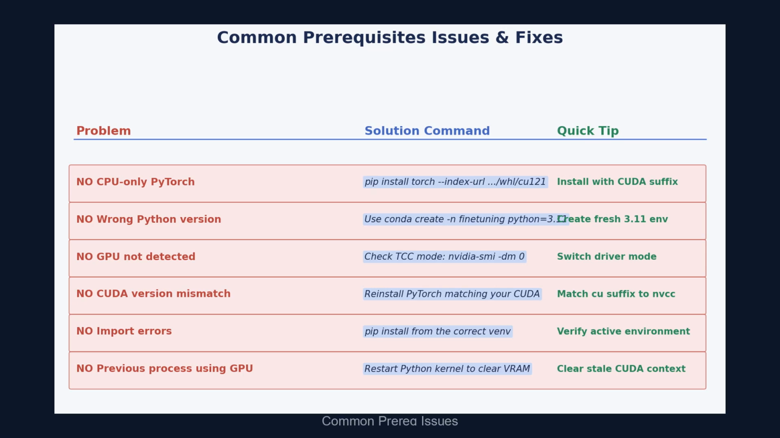This table is a quick reference guide for the most common setup problems. CPU-only PyTorch. Reinstall using the CUDA index URL. Wrong Python version. Create a new virtual environment with python3.11 -m venv. GPU not detected. Check TCC mode with nvidia-smi -dm 0.